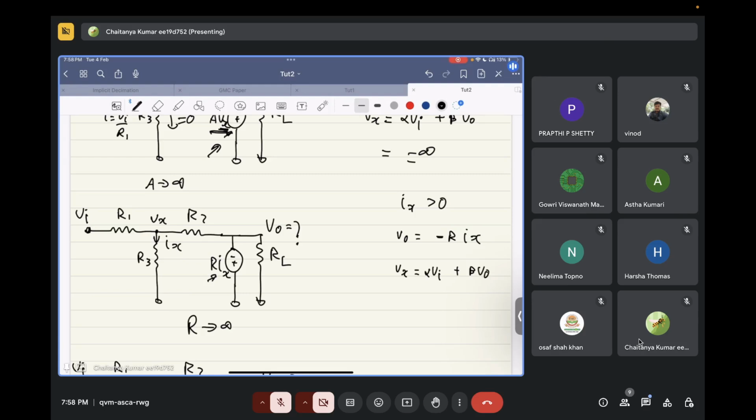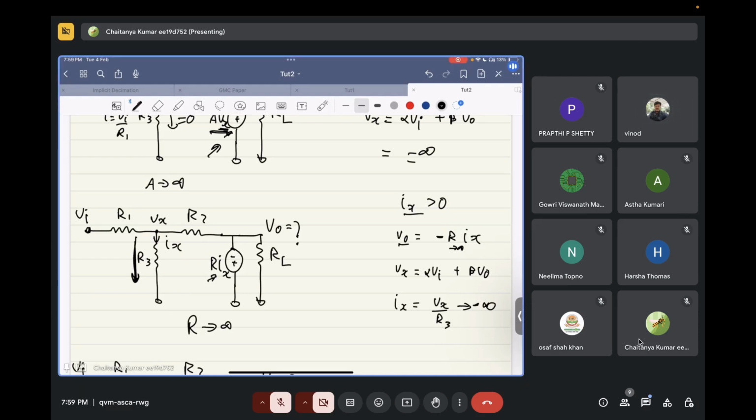Now, if Ix is greater than 0 and R is tending to infinity, what will happen to V naught? V naught will go to minus infinity. So Vx also goes to minus infinity. Now, if Vx is going to minus infinity, the current Ix into R3 will go to minus infinity, since Ix is equal to Vx by R3. So Ix will tend to minus infinity, right? Contradictory.